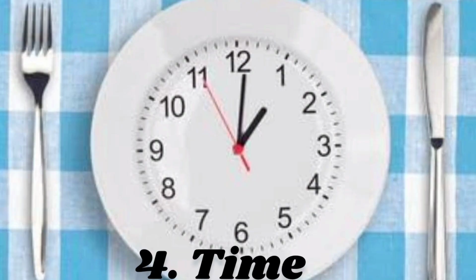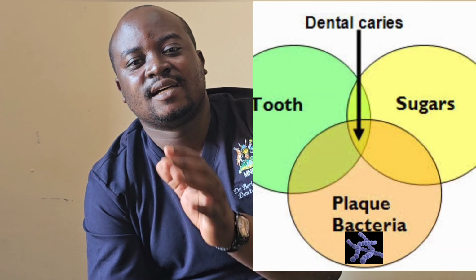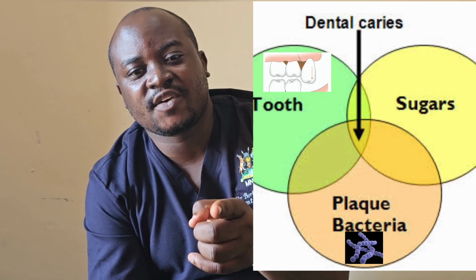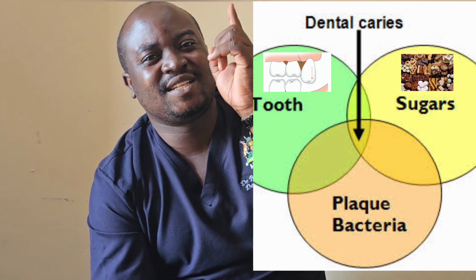Apart from that, we have carbohydrates. Carbohydrates are the foods which can easily be fermented. Foods, for example, proteins and vegetables, cannot be fermented, and therefore they are not responsible for tooth decay. Another factor is time. We can be having bacteria, we can be having tooth surface, we can be having food, but time is an important factor in tooth decay development.